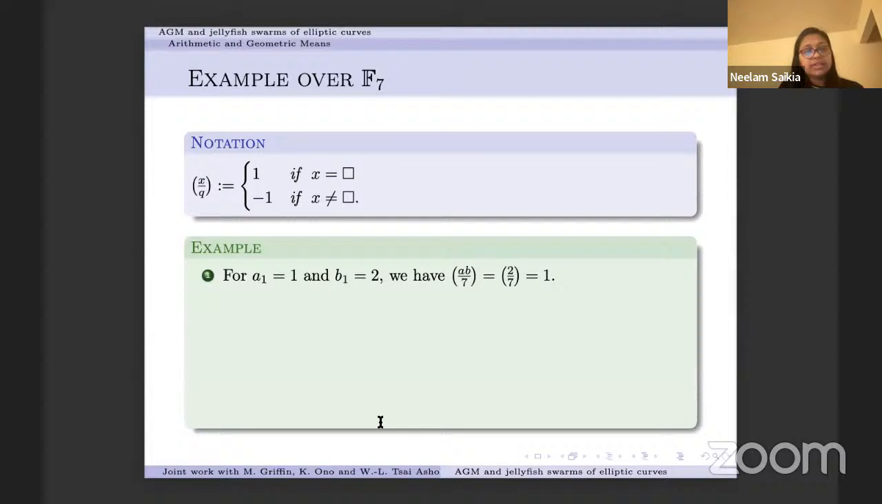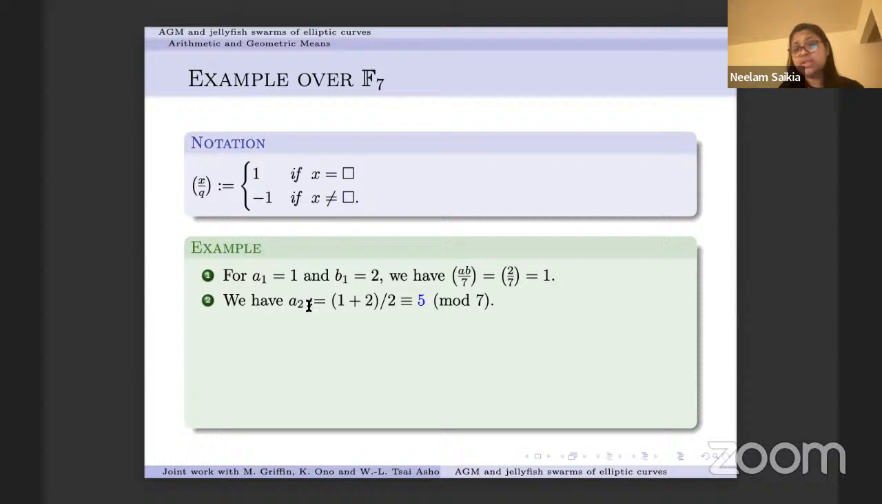So now we have some examples. For example, consider the finite field F_7. Here we choose a_1 as 1 and b_1 as 2. As we know, the product of 1 and 2 is 2, which is a square, so we can choose 1 and 2 as our initial pair. And this symbol is called the Legendre symbol, as defined here. It takes value 1 if x is a square and minus 1 if x is not a square over the finite field F_q. So here, 2 is a square in F_7, so we can choose a as 1 and b as 2.